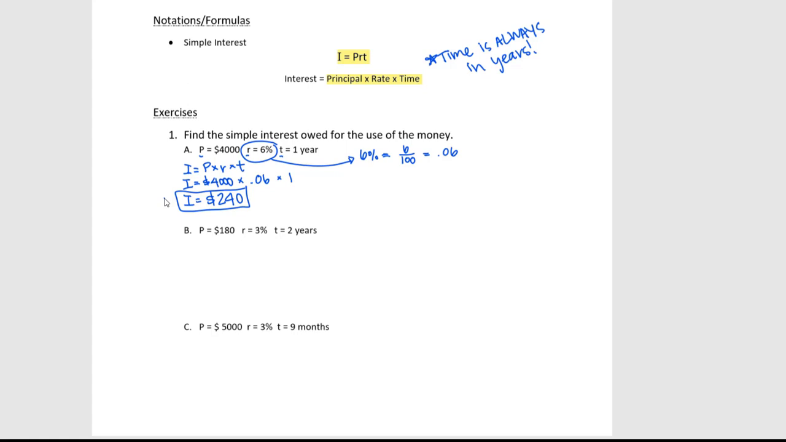So that means if we were to put $4,000 in a bank account and we had a 6% interest rate, after 1 year we would have earned $240 on top of that $4,000.